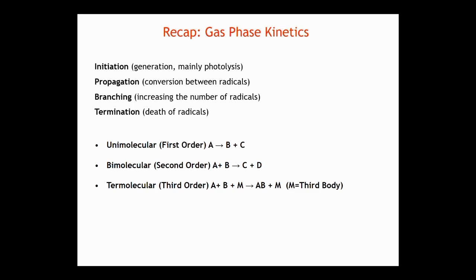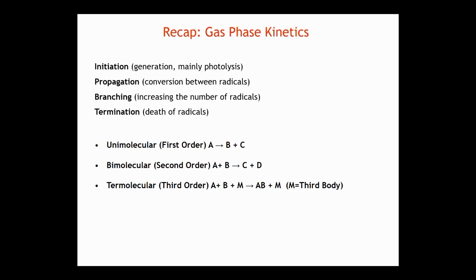We then have some reactions that change one radical into another radical, and we might even get that back again. So it's conversion between these, and that's propagation. Some reactions will let us get two radicals from one radical. So we get branching, and that allows us to multiply the number of radicals we've got.